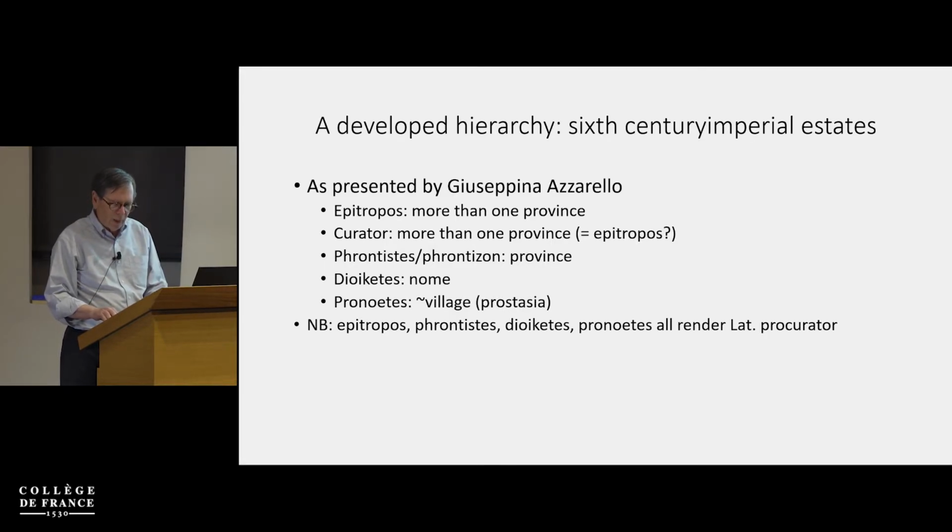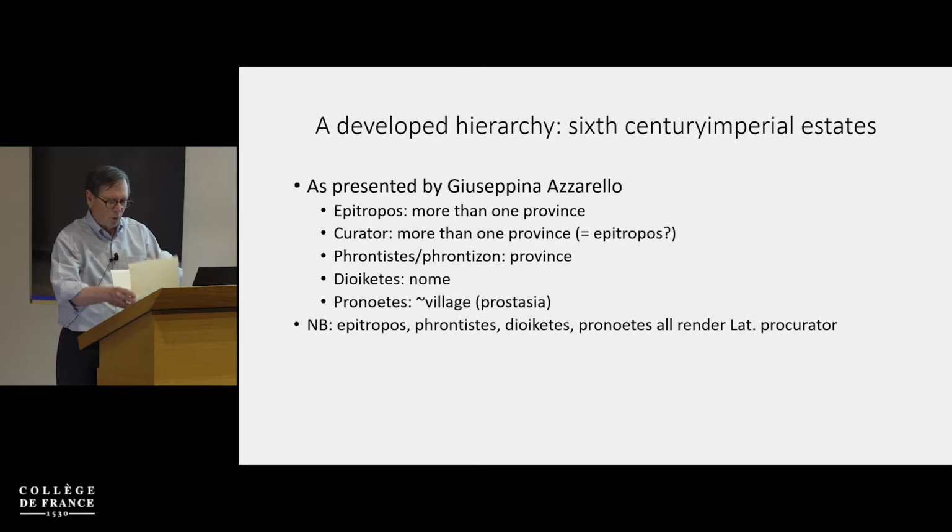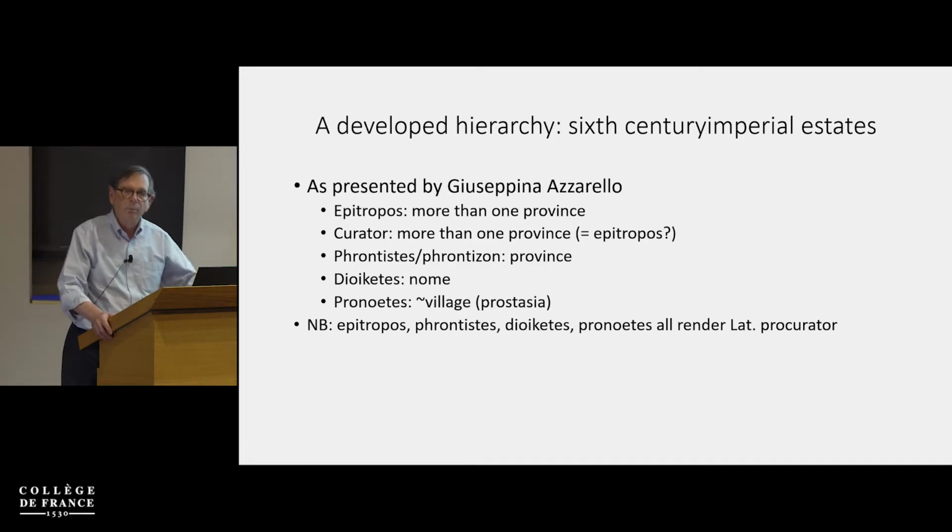First, the epitropos, the highest level administrator. This level is not as well documented in our texts, but would have had responsibility for more than one province. It might be the same as or distinct from the next level, the curator. Azzarello argues that this also, unlike the rank below it, frontistes, had responsibility for more than one province. It is unclear if it is really different from epitropos or is just the Latin word curator, and that epitropos is just the Greek rendering.